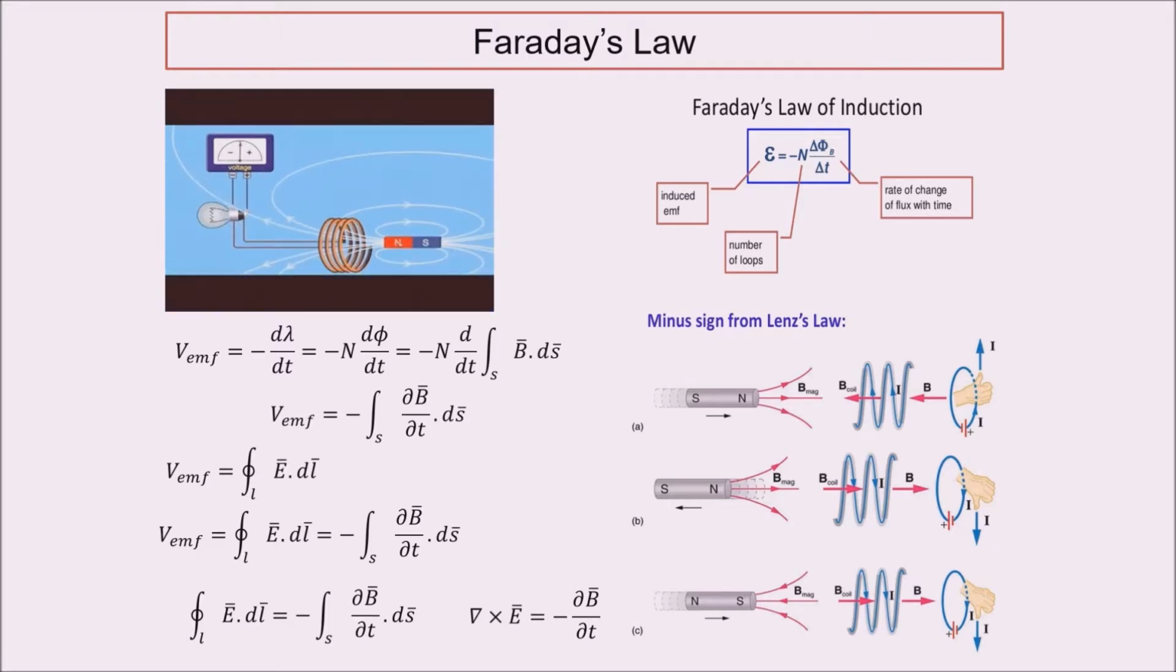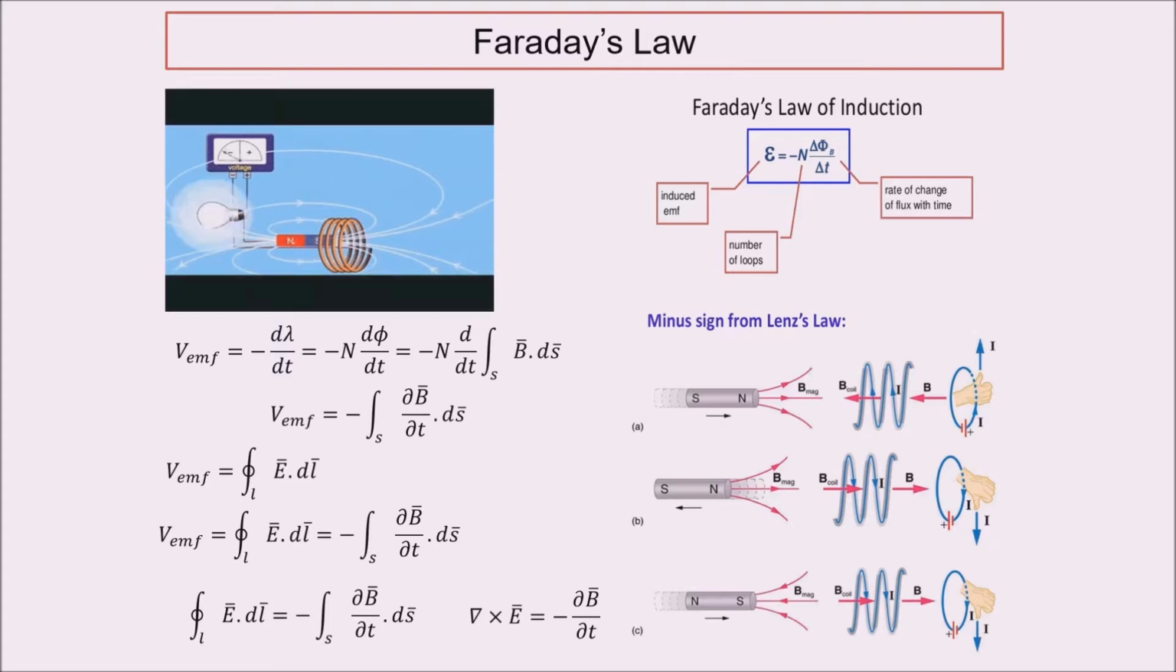Therefore, VEMF is equal to, we put the derivative inside the integration and change it to a partial derivative. So it becomes partial B over partial t dot ds, and the whole thing is taken over a surface integration. We also use a negative sign for Faraday's law. This negative sign comes from Lenz's law. The meaning of this negative sign is that the induced EMF direction will be opposite to the flux change direction.